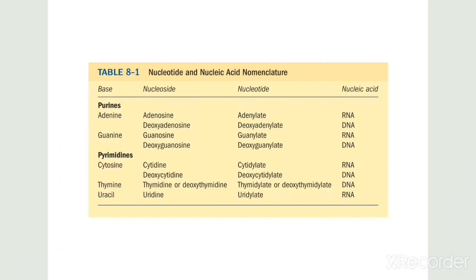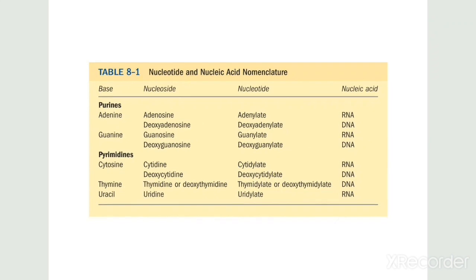So here you will get to know how nucleosides and nucleotides are named in case of RNA and DNA. For example, if we have the base adenine, it will be called adenosine as a nucleoside in case of RNA and deoxyadenosine in case of DNA, while its nucleotide will be called adenylate in case of RNA and deoxyadenylate in case of DNA. If we see the guanine base, guanosine will be the nucleoside in case of RNA, while it will be deoxyguanosine in case of DNA. Its nucleotide will be called guanylate, and deoxyguanylate in case of DNA.